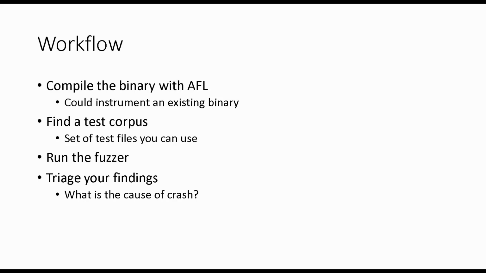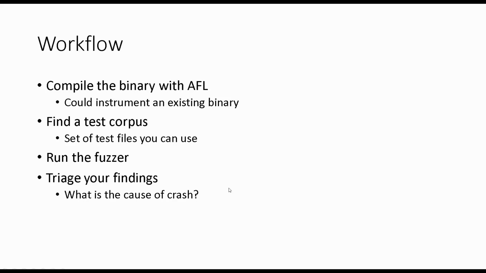And then we run the fuzzer, and we can triage our findings. So this is a very basic and simplistic approach to fuzzing with AFL. I have another slide later on that goes a little bit more complex, but for right now, this is maybe a good starting point. Triaging is analysis.